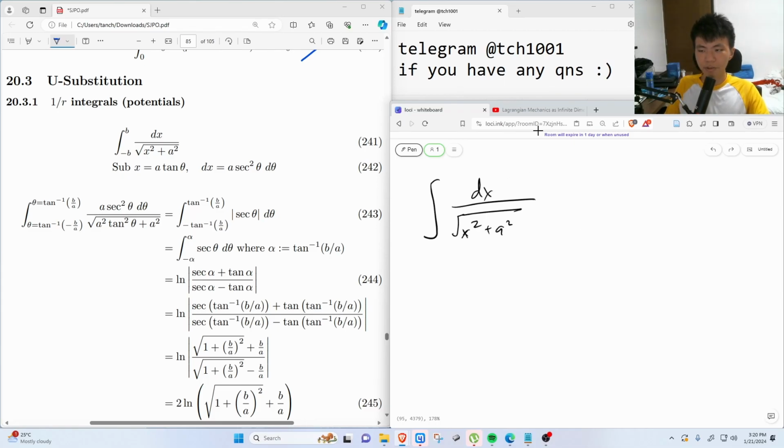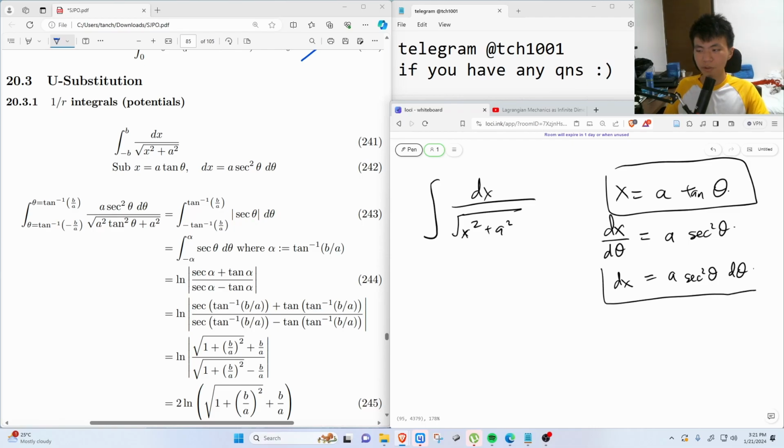And I can make a substitution of x equals a tangent theta, such that now instead of x being the variable I'm integrating over, it's going to be theta. And a is just a constant. So in order to do that, I need to find out what is the derivative of x with respect to theta. In this case, it's just a secant squared theta. So moving d theta to the other side, we get a secant squared theta d theta. So these two expressions are going to be the ones we substitute into the integral we're trying to perform.